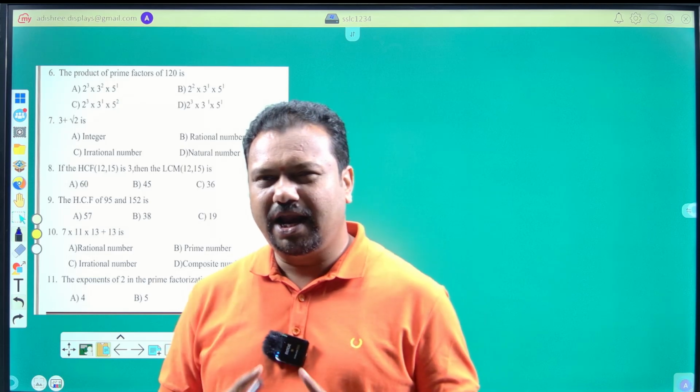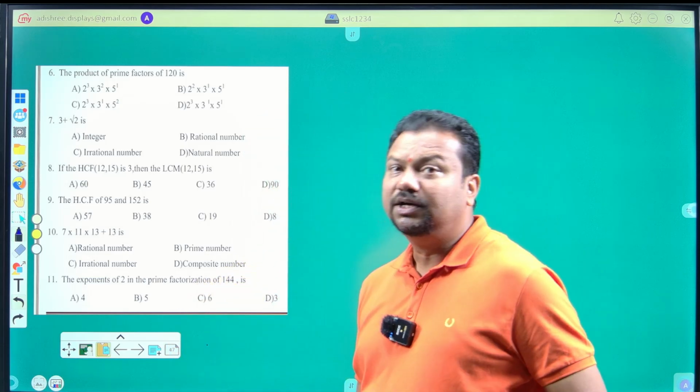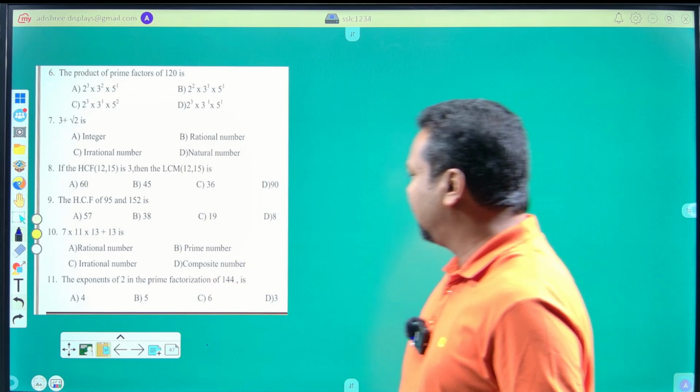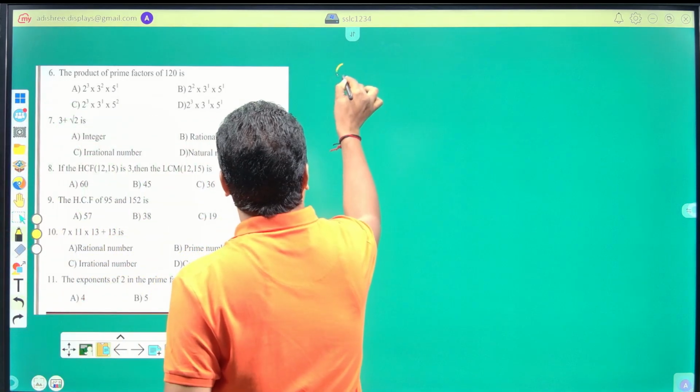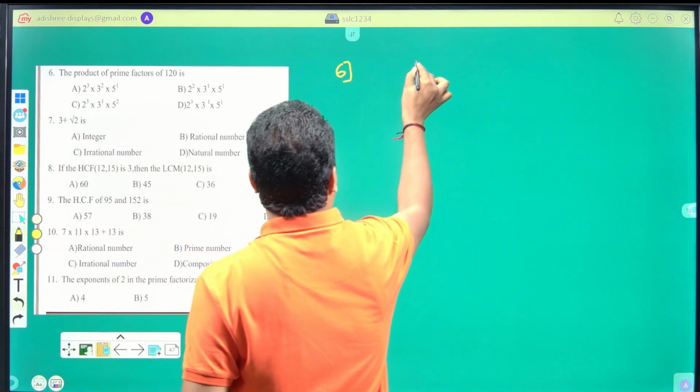Hello students, let's welcome with another set of questions on real numbers. So let's begin with the sixth question. We have the product of prime factors of 120 is the question.